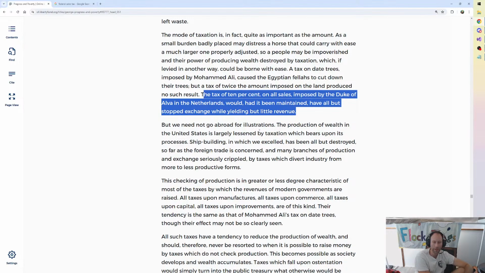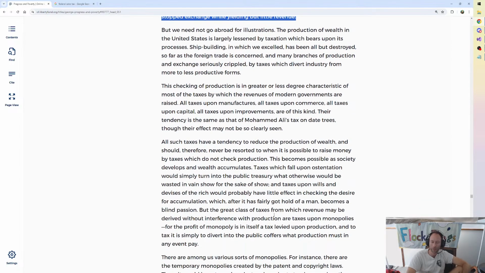This checking of production is in greater or less degree characteristic of most of the taxes by which the revenues of modern government are raised. All taxes upon manufactures, all taxes upon commerce, all taxes upon capital, all taxes upon improvements are of this kind. Their tendency is the same as that of Muhammad Ali's tax on date trees, though their effect may not be so clearly seen.